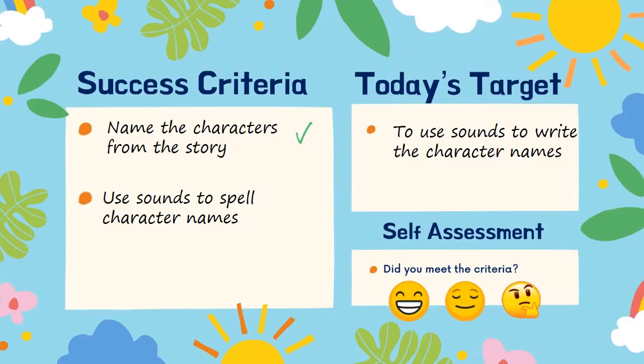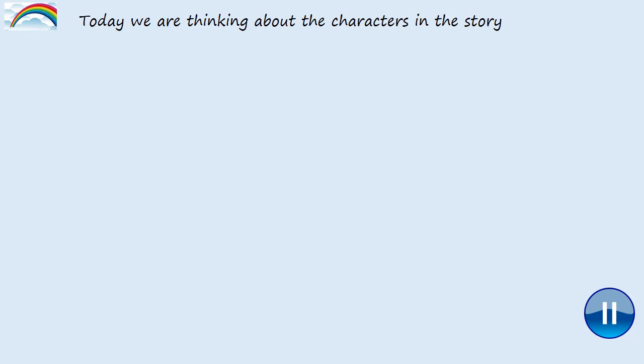Today's target is to use your sounds to write the character names. So to do that, you need to be able to name the characters from the story and use your sounds to spell the character names. Let's go through all the characters to make sure you know their names, because you can't spell them if you can't remember what they're called.